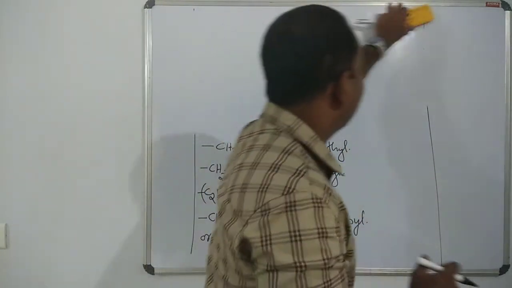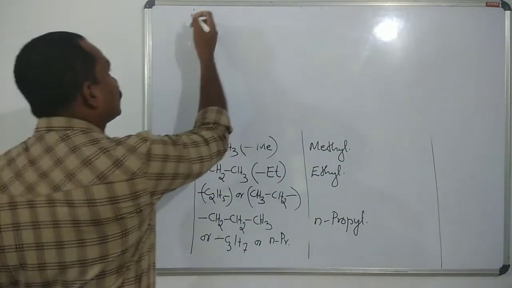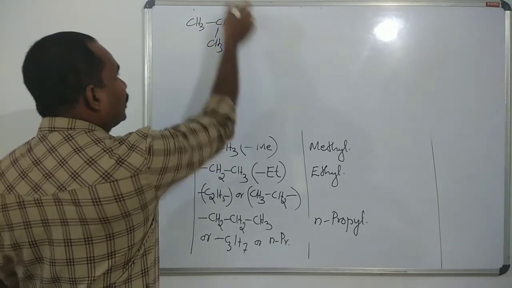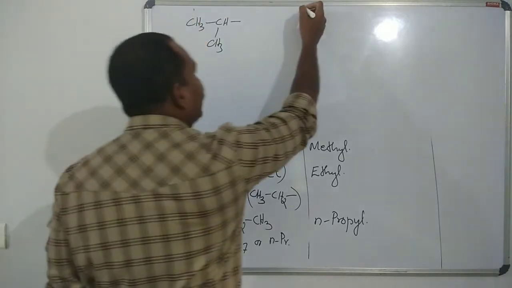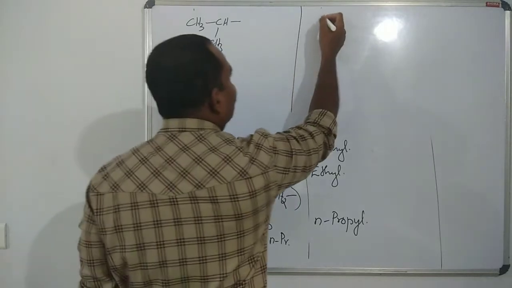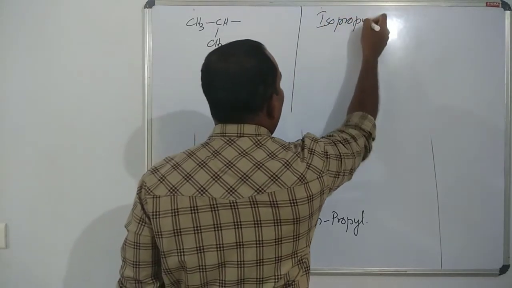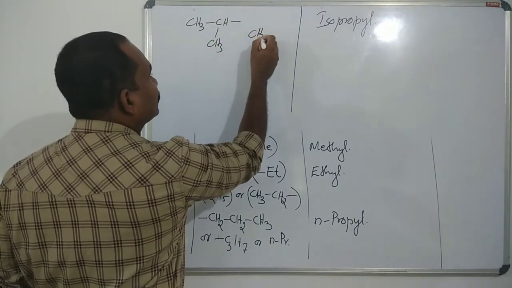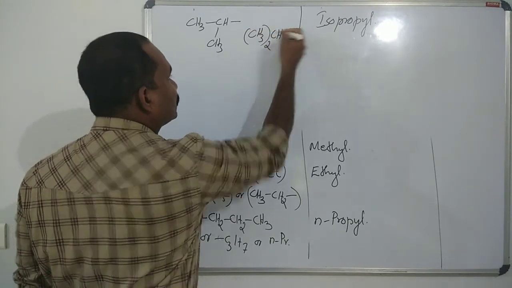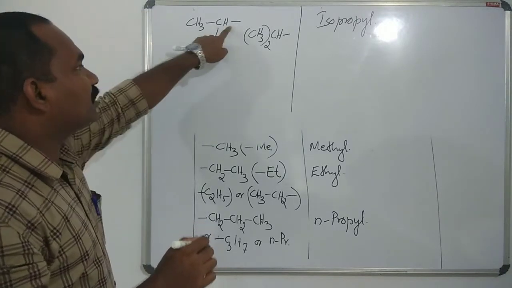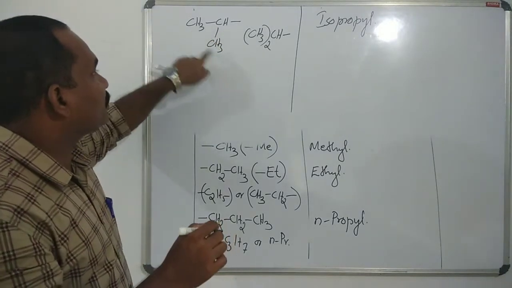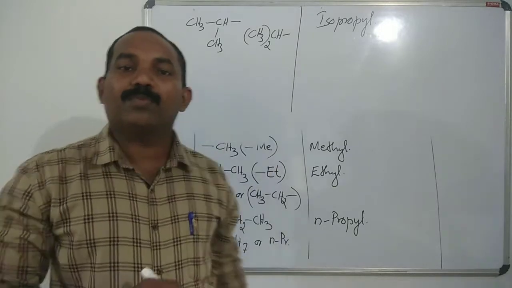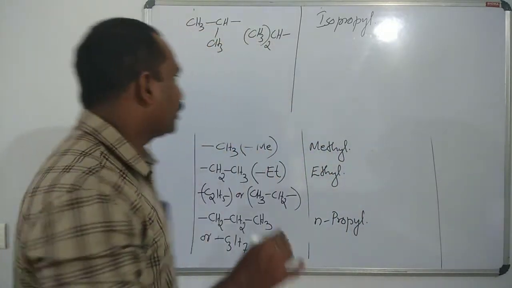It's an isomer. If the group comes like this, it is the isopropyl group. Sometimes it is written as CH3 twice CH. So whenever you see CH3 two times attached to a carbon atom, it is called the isopropyl group. Okay, isopropyl group.